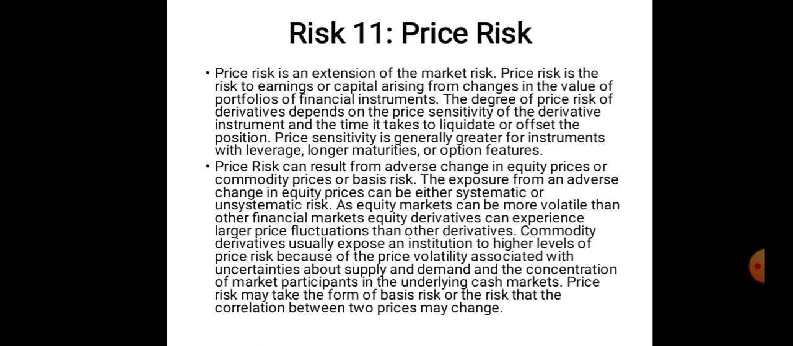If the underlying asset value increases, then automatically it is beneficial for the seller, but it will have a negative effect on the buyer, right? Price risk may take the form of basis risk, or the risk that the correlation between two prices may change. That is, it forms one of the basis risks, and it takes the correlation between two prices. Two prices means nothing but price risk and market risk.